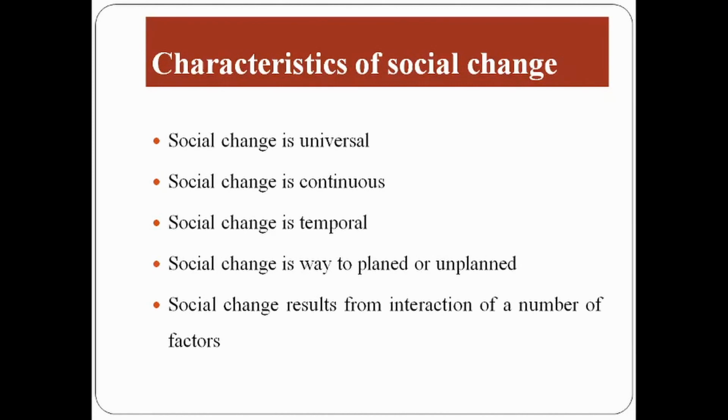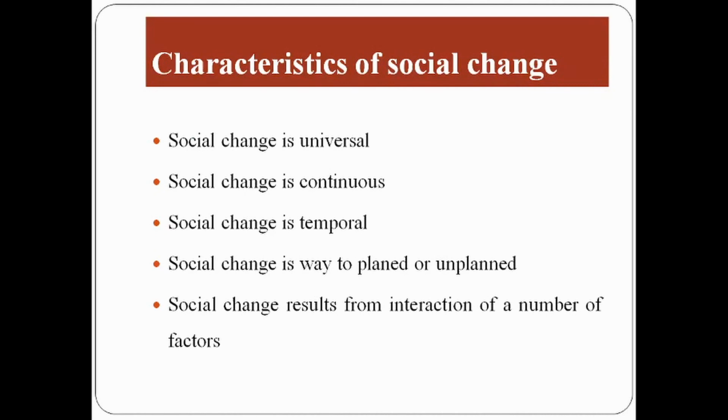Next, social change is continuous. Social change is an ever-changing phenomenon, and society is subject to continuous change, and this change cannot be stopped. So we can say that social change is continuous. Next, social change is temporal. That means time is the most important factor and social change denotes time sequence. So a social change is temporary or permanent on the basis of time. So we can say that social change is temporal.